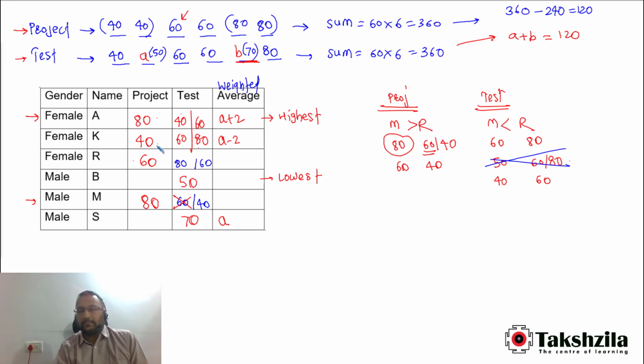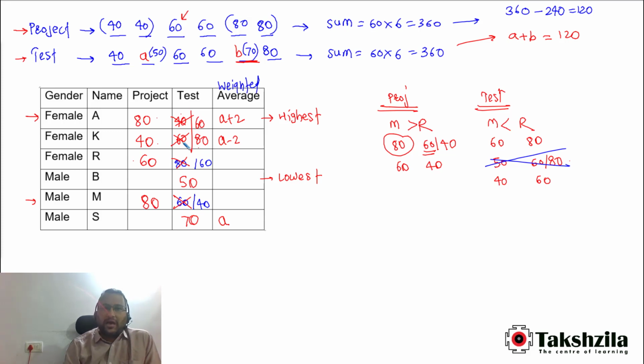We don't want that. So from this we can conclude that Matthew is going to score 80 and 40 in project and test respectively. Rini is going to score 60 and 60. Okay. And A is going to score 80 and 60. K is going to score 40 and 80. So this is how we can fix these numbers.